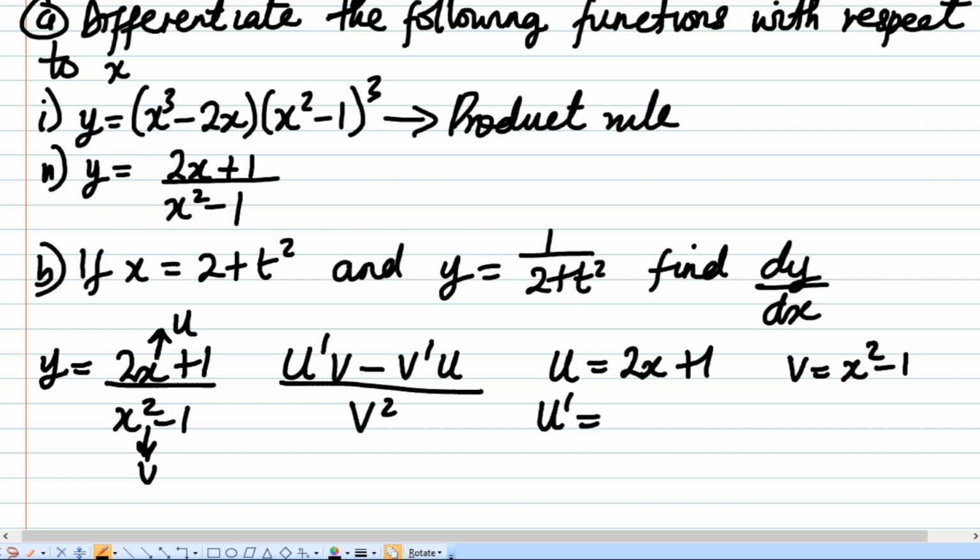Differentiating u with respect to x, if you differentiate 2x, you're just going to get 2. Differentiate 1, you're going to get 0. And then v prime: if you differentiate x squared, you're going to have 2x. Differentiate 1, you're going to get 0.